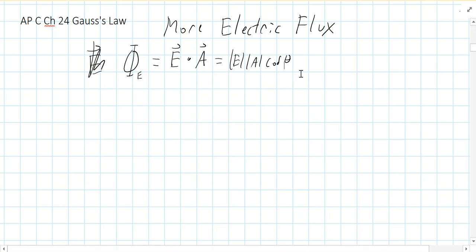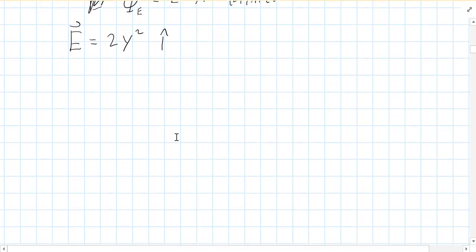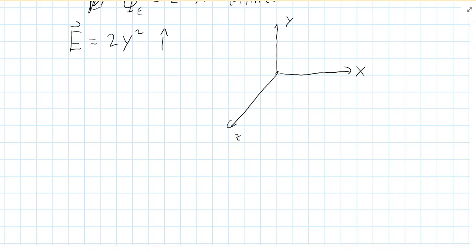So, for instance, let's say I give you the following electric field. Let's say there's an electric field that equals 2y squared in the i hat direction. And let's say I have an area that looks like this. I'll draw this over here. So we're going to have our coordinate system, x and y and z. And let's say I have an area that looks like this. It's a rectangle, and it's in the YZ plane.